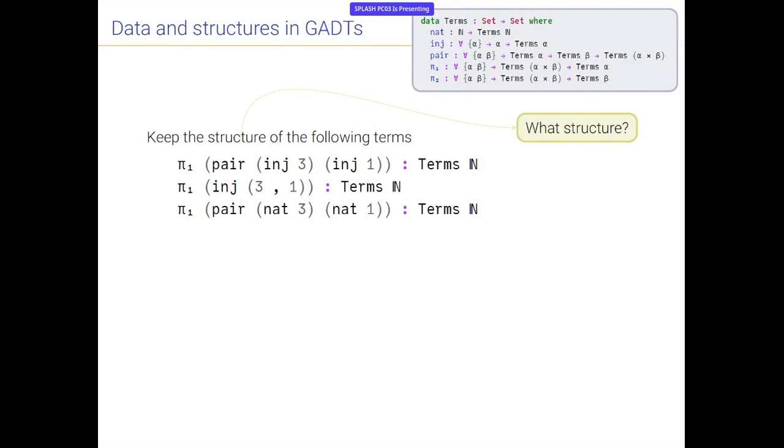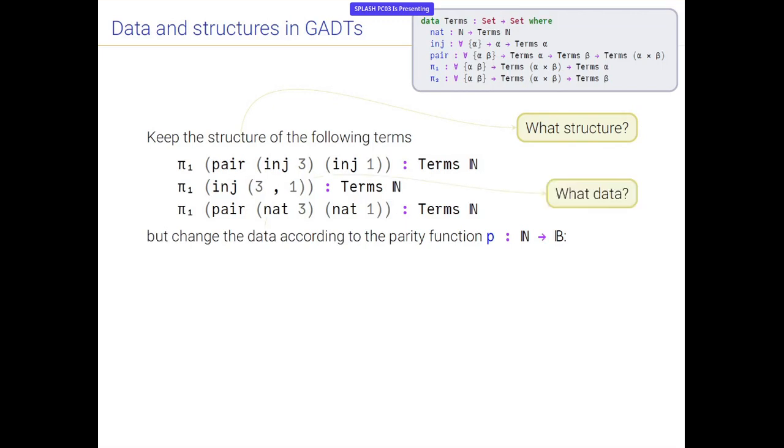It was kind of obvious before what was the structure of each of the terms that we had for list, binary trees, P trees, bushes. Here, the term structure is not super clear. And so that's one of the things that we have to explain. And then if I say, well, you keep the structure and you change the data according to the same function as before, the parity function, then you should ask me what data. Again, it's not clear what is the data in such a GADT.